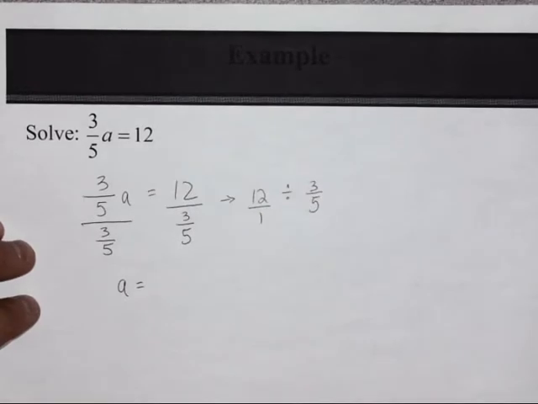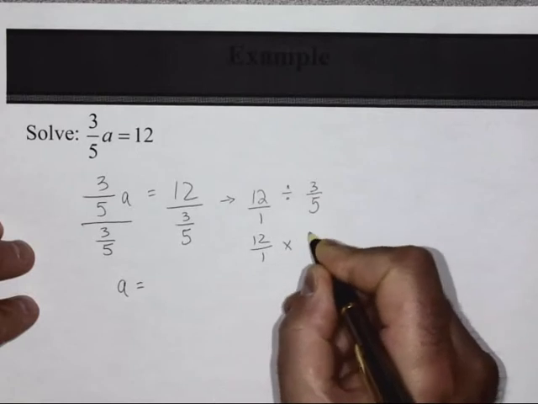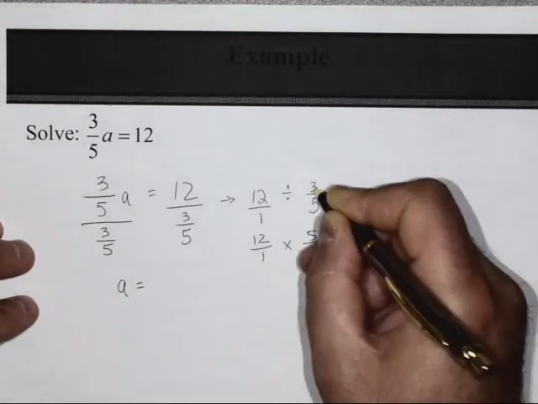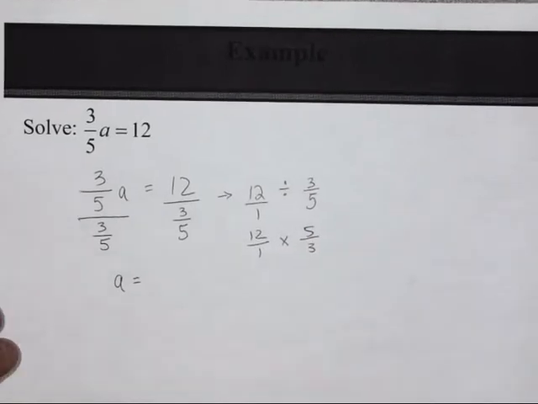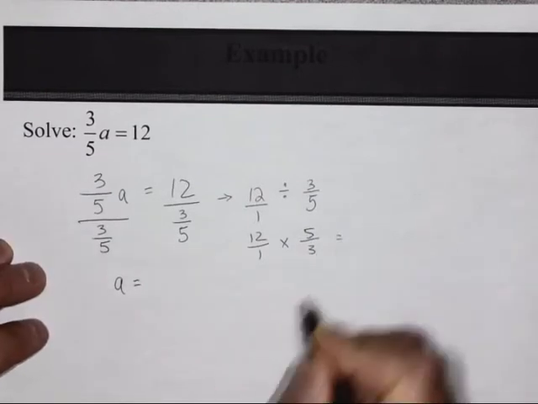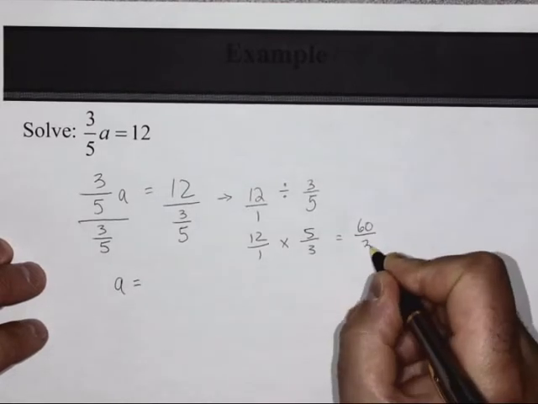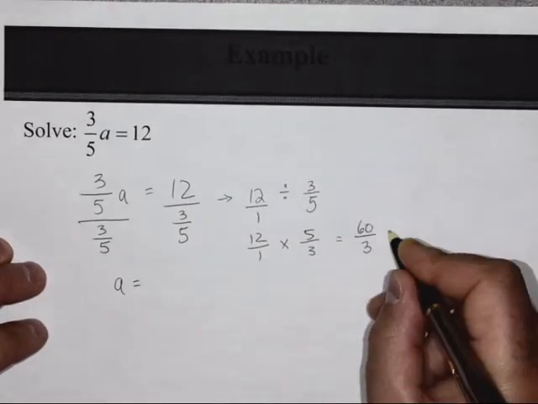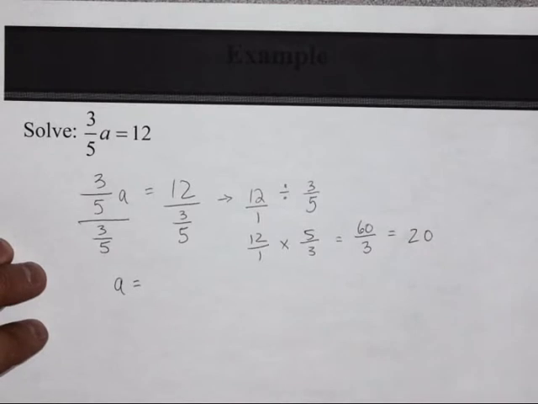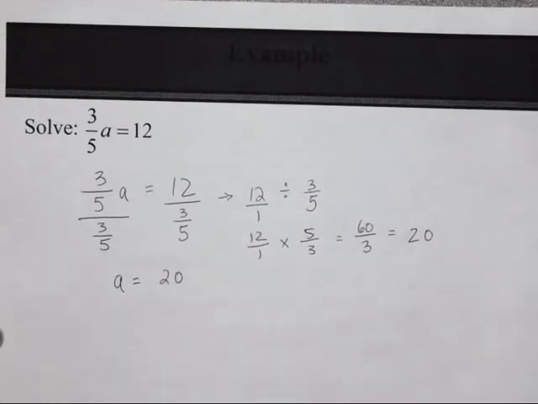To divide fractions, I essentially multiply by the reciprocal. And the reciprocal is this fraction flipped. So the numerator becomes the denominator and vice versa. Then I can multiply. 12 times 5 is 60. 1 times 3 is 3. 60 divided by 3 gives me 20. And so that would be the value of a. Now that's a lot of work to get to our solution.